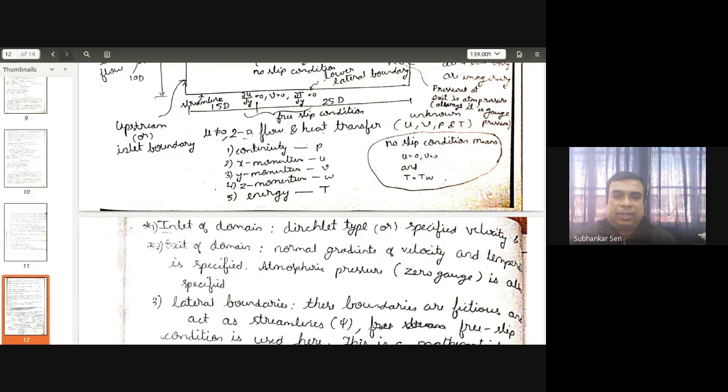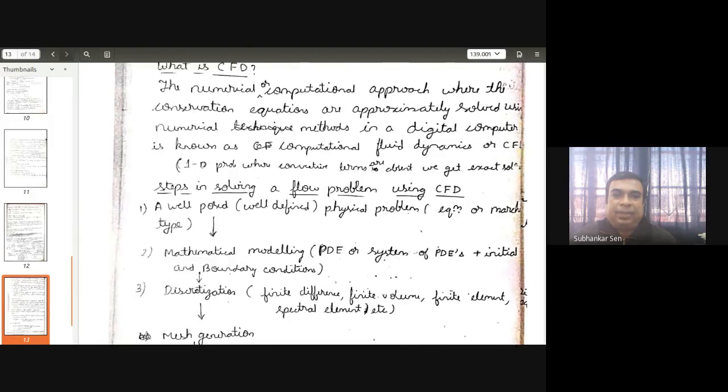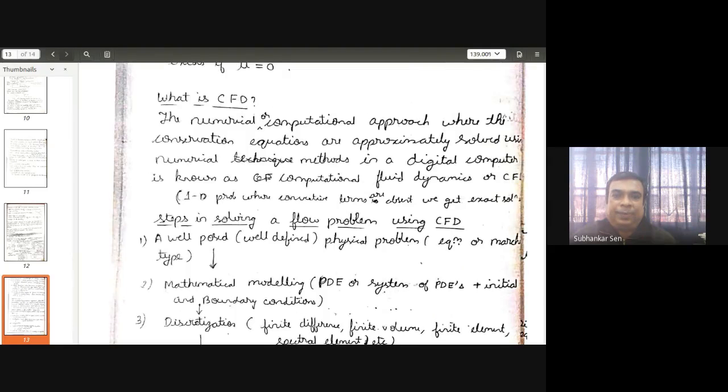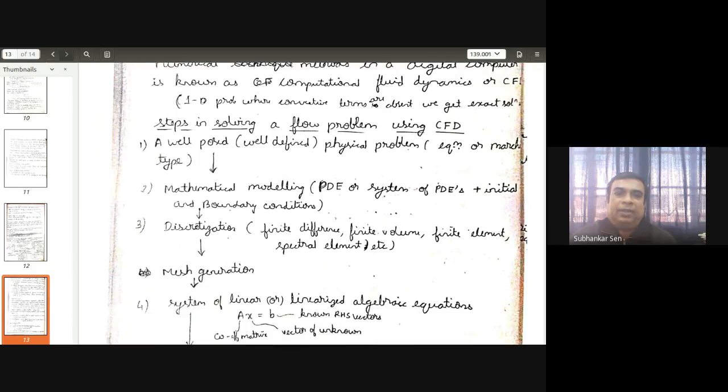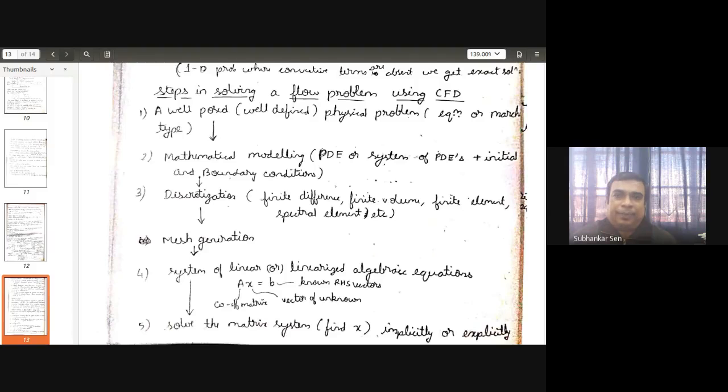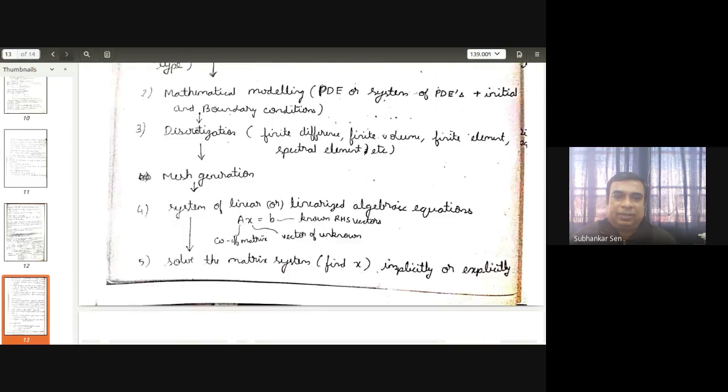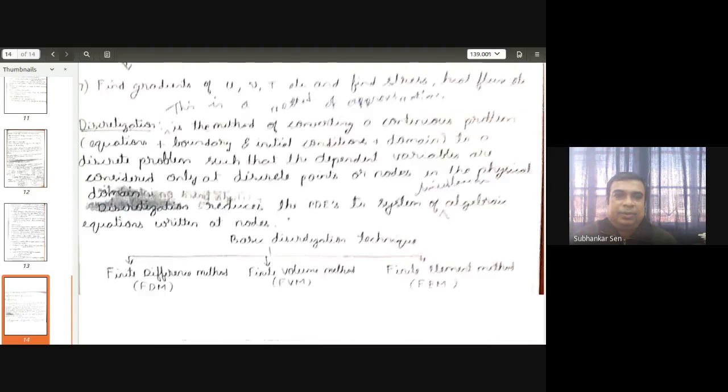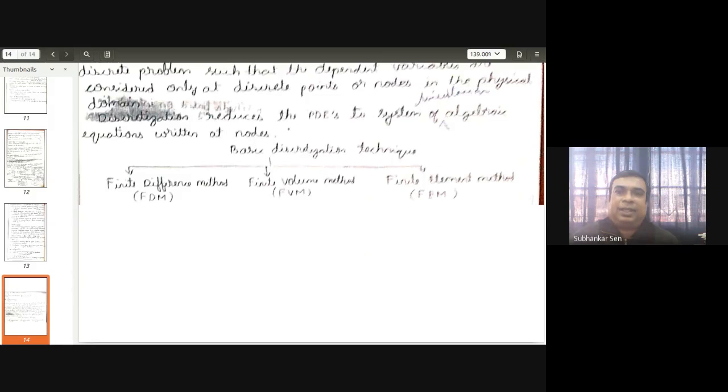Okay. So these are the boundary conditions. And this CFD, you have already defined it, that what is CFD? The numerical approach of giving approximate but highly accurate solutions. And these steps we have already defined. Okay. So we need a well-posed problem. Then this mathematical modeling, everything we have discussed. So discretization, mesh generation. Okay, and these are the basic discretization techniques.